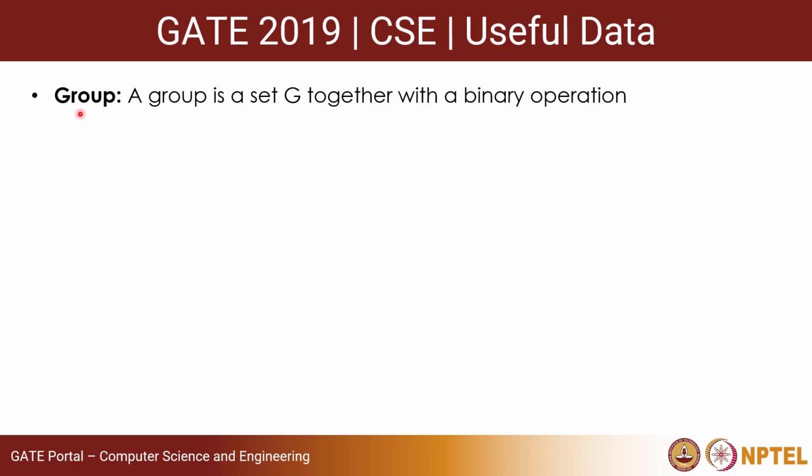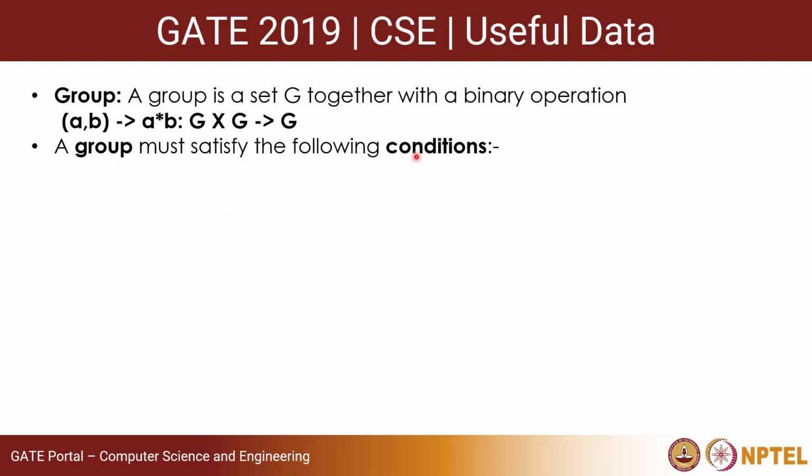Now let us look at what is a group. A group is a set G together with a binary operation. Let's say star is the binary operator, and it's a function which takes the Cartesian product G cross G, meaning every Cartesian pair of G is the input and the output is an element in the set G itself. So if you take two elements a, b from G and apply the binary operator star, it should give me an element in G.